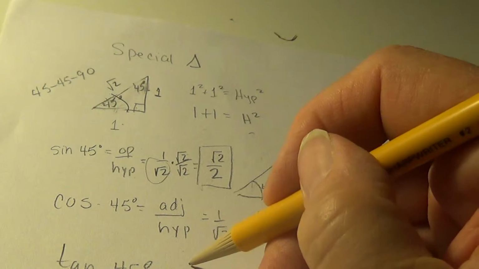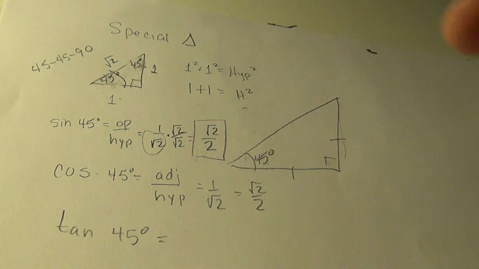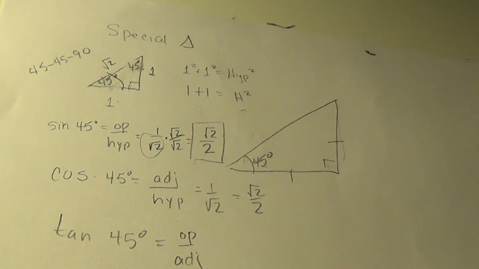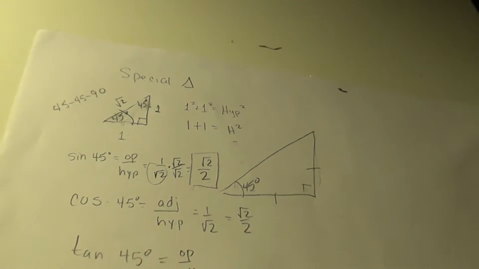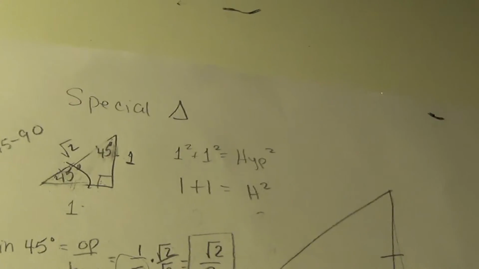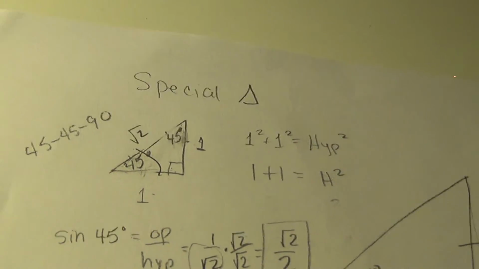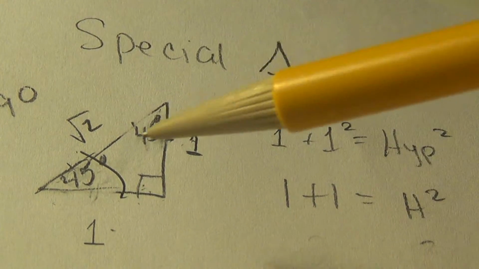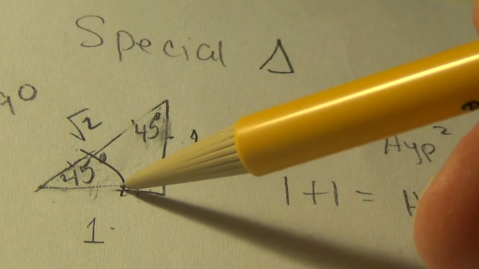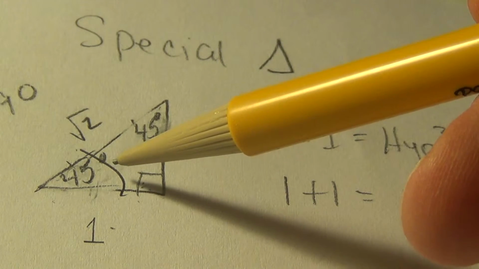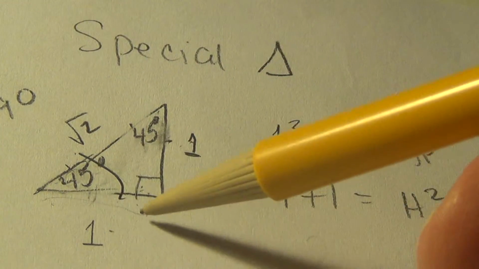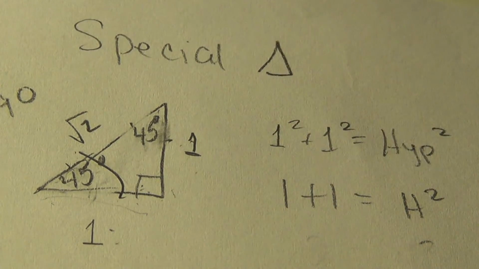Tangent of 45. That's a really funny one. So we're going to have opposite over adjacent. So let's look up here at the triangle. Sorry, making you dizzy. You'll be seasick by the time I finish this video. From this angle, what is side opposite divided by side adjacent? Opposite divided by adjacent, 1 divided by 1.